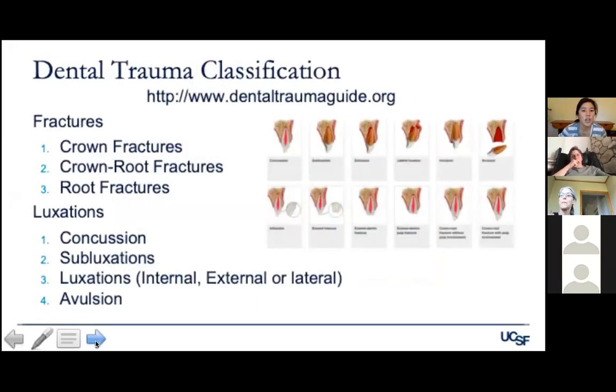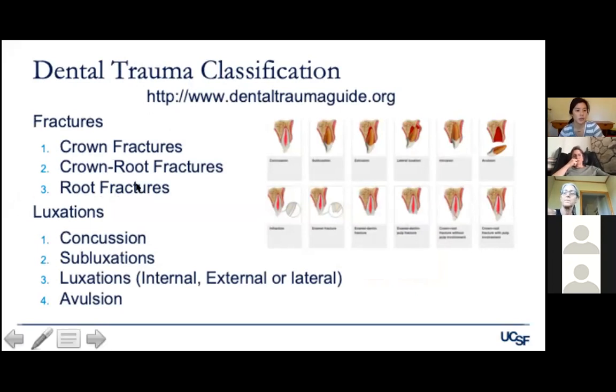This is a good website. It's called dentaltraumaguide.org, and it shows you what kinds of definitions of trauma there can be for a tooth, and also how to manage them. But basically, they're divided into 2 categories: fractures and luxations.